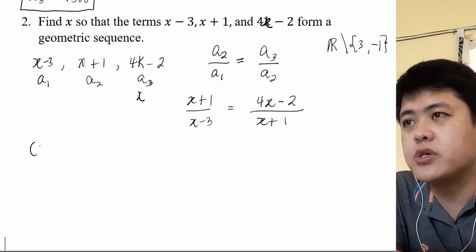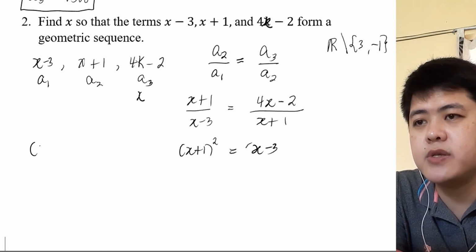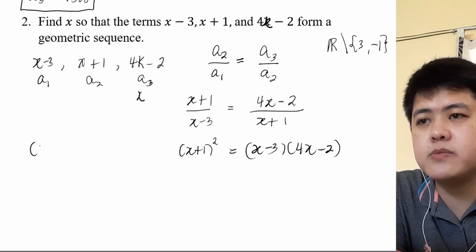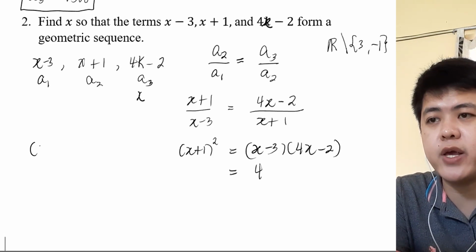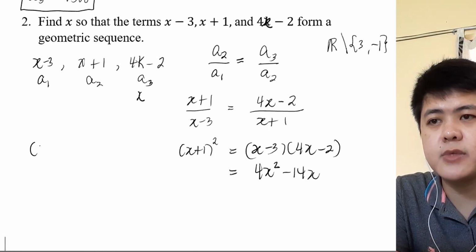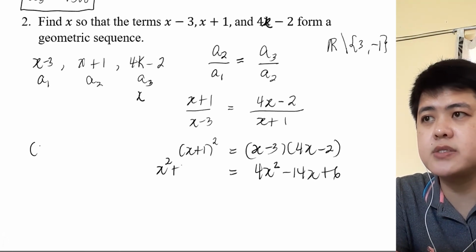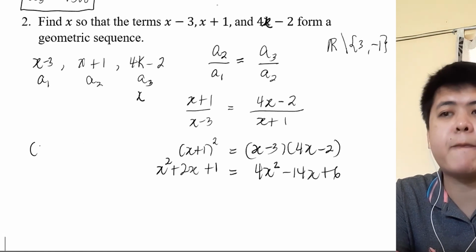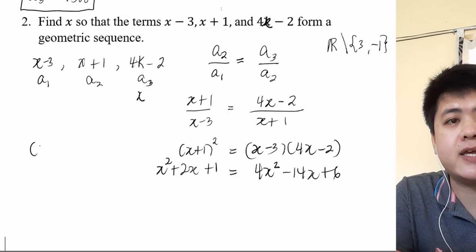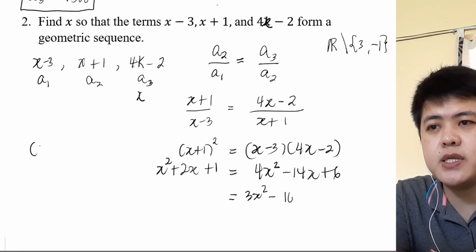So we can cross multiply. We'll get x plus 1 squared equals x minus 3 times 4x minus 2. Then we can distribute this. We'll get 4x squared minus 12x minus 2x, that's minus 14x plus 6. For the left side, we'll get x squared plus 2x plus 1. Then I can transpose everything to the right side so that x squared is positive. So it will become 3x squared minus 16x plus 5. Am I correct?